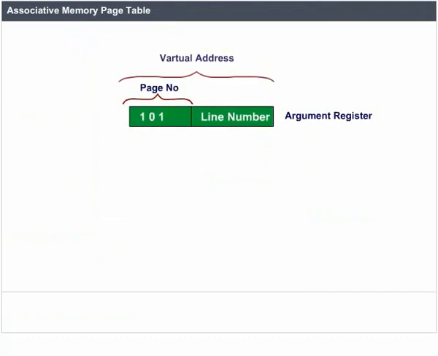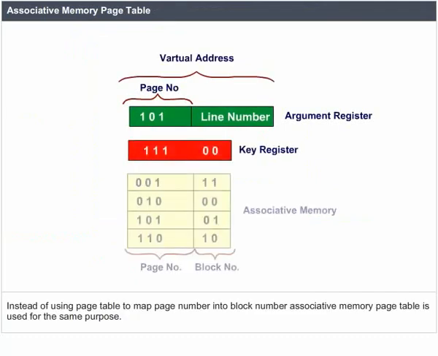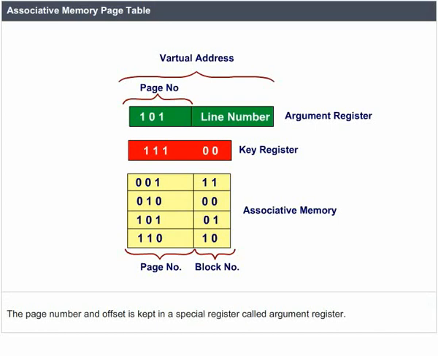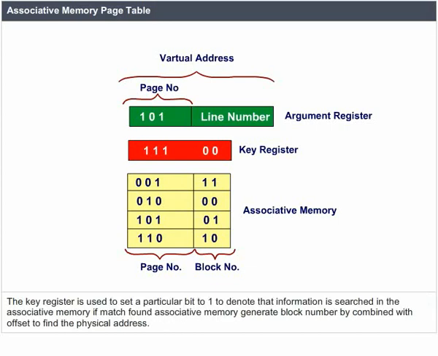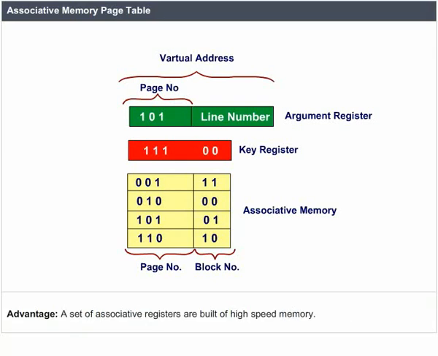Associative memory page table. Instead of using a page table to map a page number into a block number, an associative memory page table is used for the same purpose. The page number and offset are kept in a special register called the argument register. The key register is used to set a particular bit to 1 to denote that information is searched in the associative memory. If a match is found, the associative memory generates a block number, combining it with the offset to find the physical address. Advantage: a set of associative registers are built of high-speed memory.